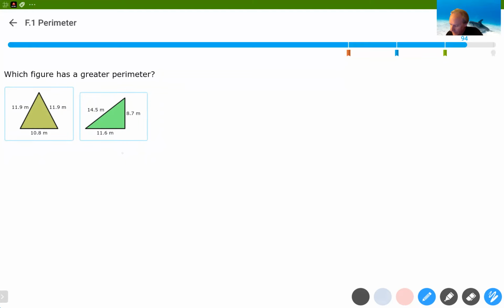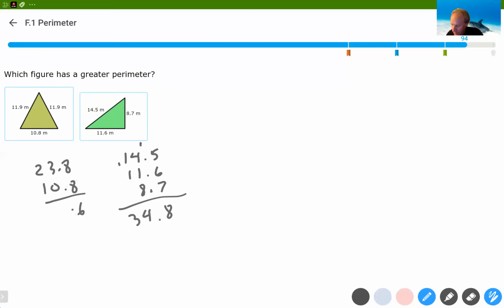This one is 14.5, 11.6, and 8.7. That's 8, carry the 1. That is 5, 6, 14, 34.8. And this one is 23.8 for the two 11.9s and the 10.8. And that looks like 34.6. So it looks like it's this one.